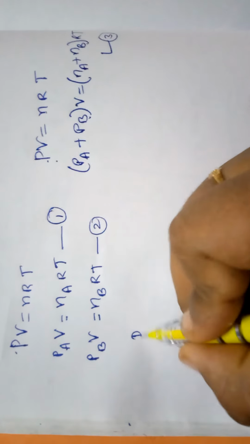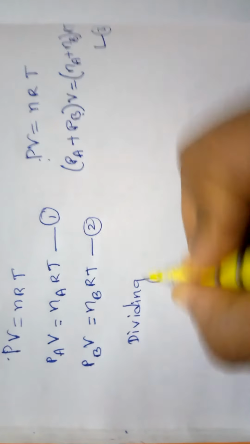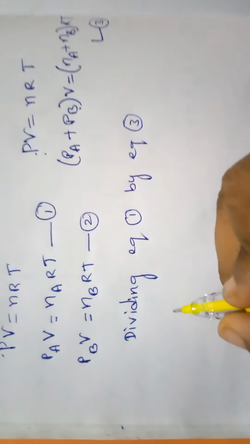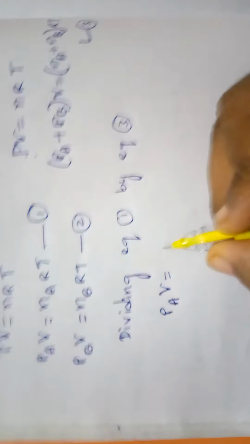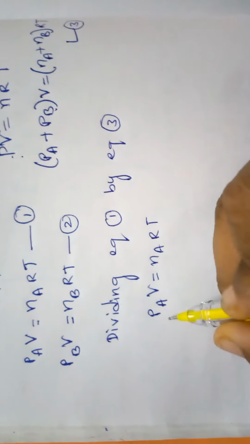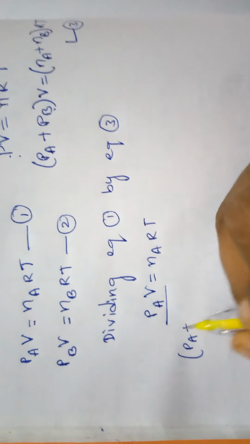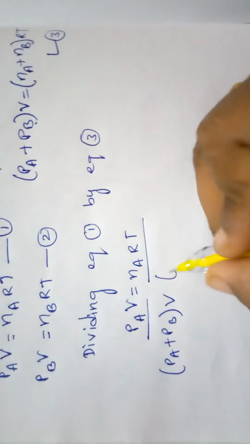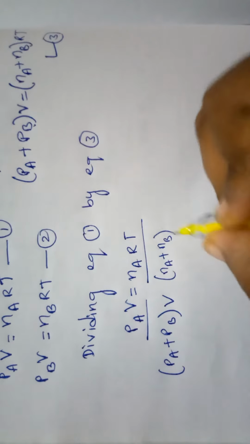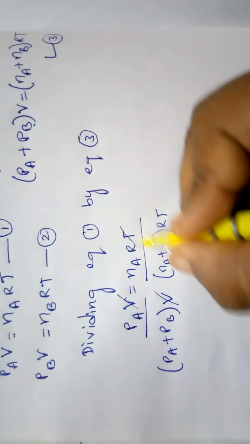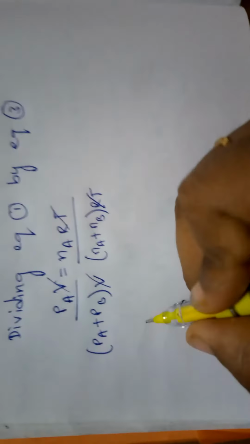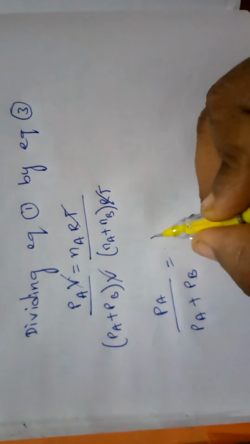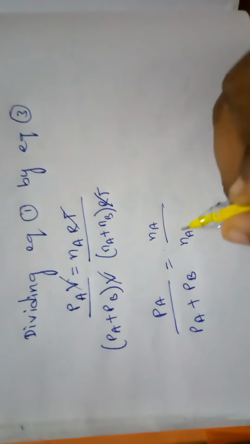Now, what we are doing is dividing equation 1 by equation 3. Dividing, what you will get? PA into V equals Na RT, divided by (PA plus PB) into V equals (Na plus Nb) into RT. This is your equation 3. V gets cancelled, RT gets cancelled. So what is left over is PA by (PA plus PB) equals Na by (Na plus Nb).